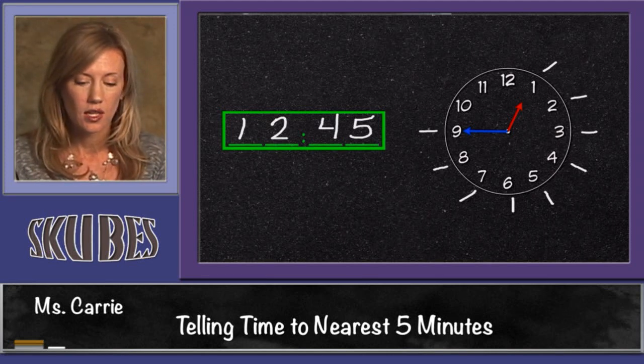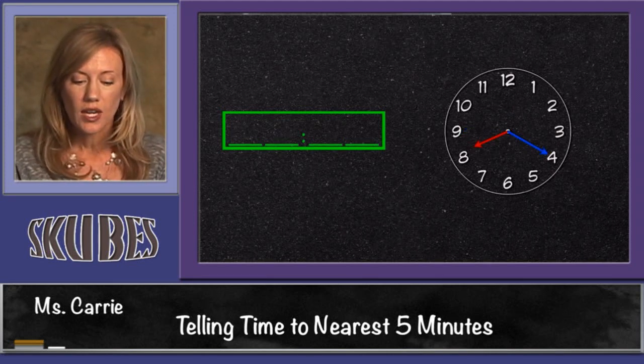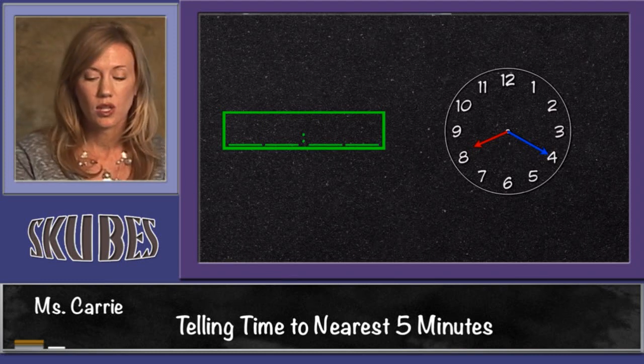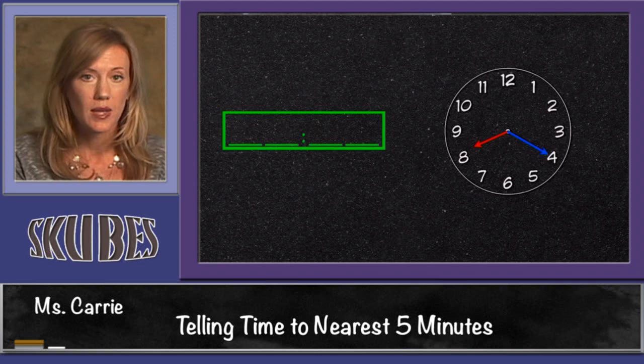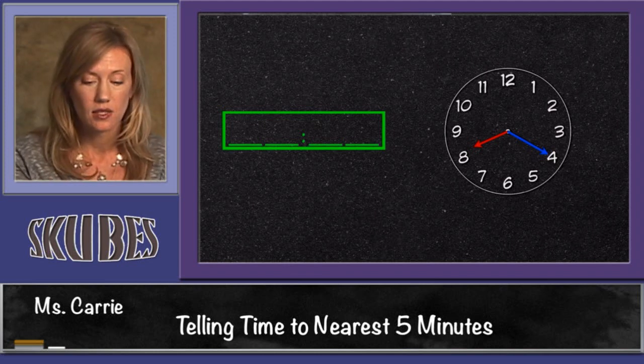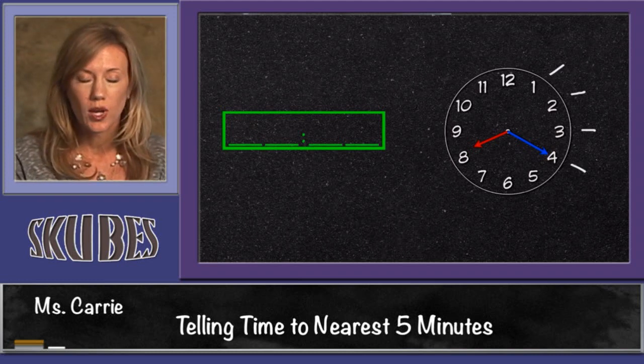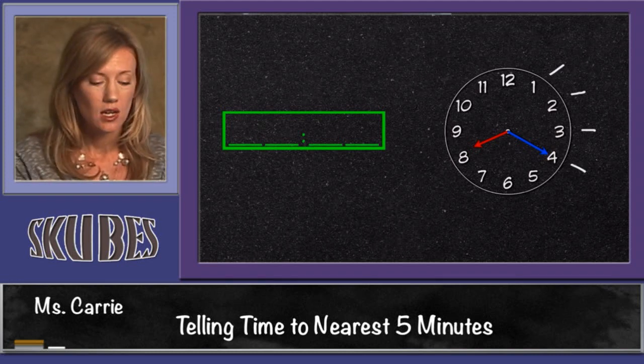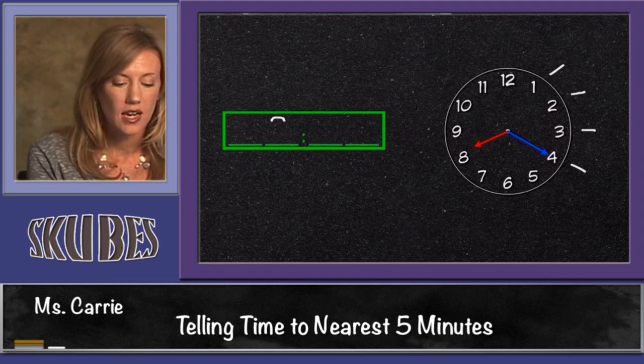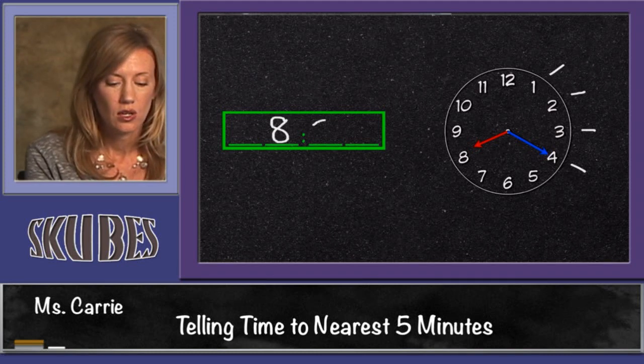Let's look at one last clock. The hour hand is a little bit after the 8, and the minute hand is on the 4. So let's count by 5s to find how many minutes after 8 this is. 5, 10, 15, 20. This clock is 20 minutes past 8, so we would say that it is 8:20.